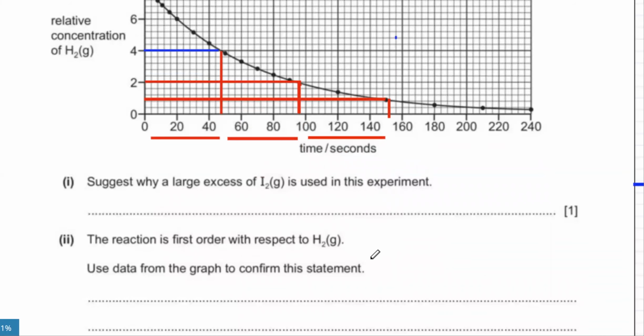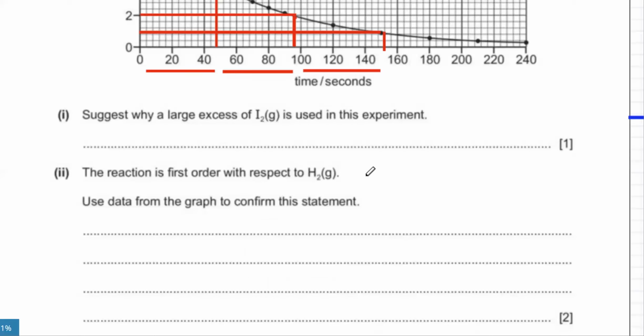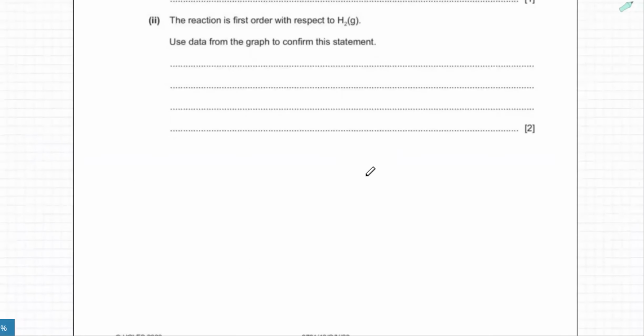So use data from the table to confirm the statement. So you only have to tell about the half-life. Tell them that the half-life is constant. Is this clear? Yes, sir. So 2 marks just for that.